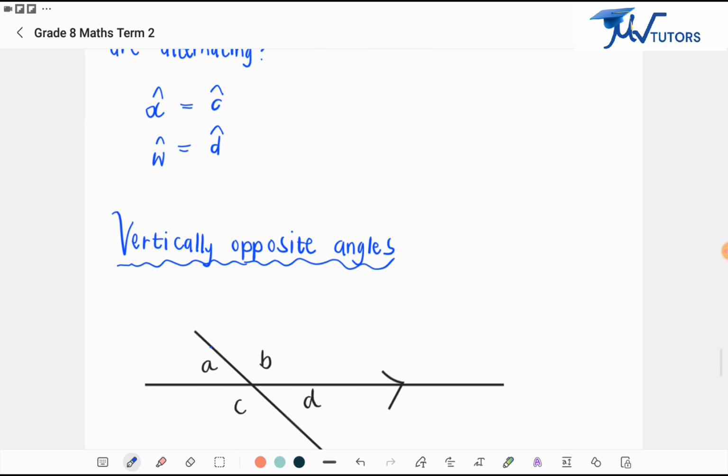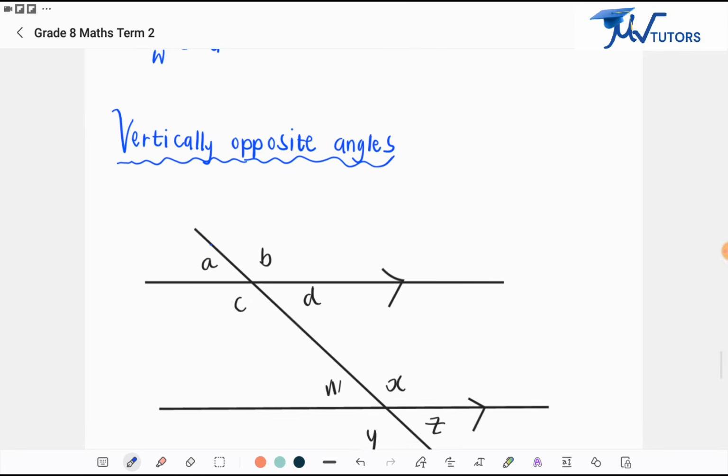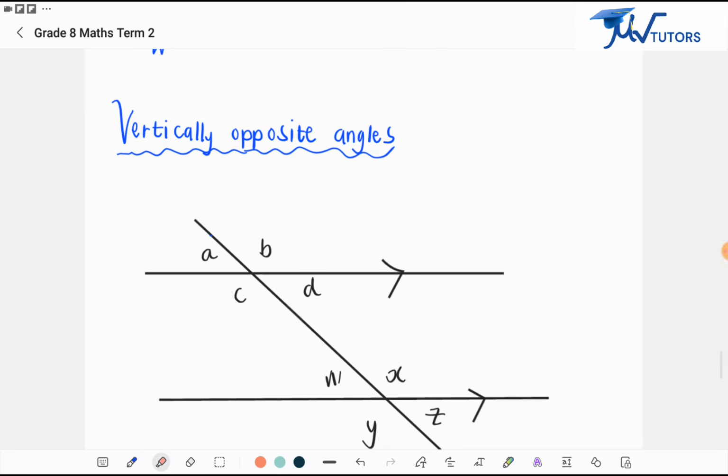All right, so still with the parallel lines, we can talk about vertically opposite angles. We did introduce that concept earlier on. And like I said, with vertically opposite angles, you need to have two straight lines that are crossing each other. It doesn't matter the angle, all right? They can cross each other at whatever angle. And then we know that vertically opposite angles are equal. So in this case, can we identify vertically opposite angles?